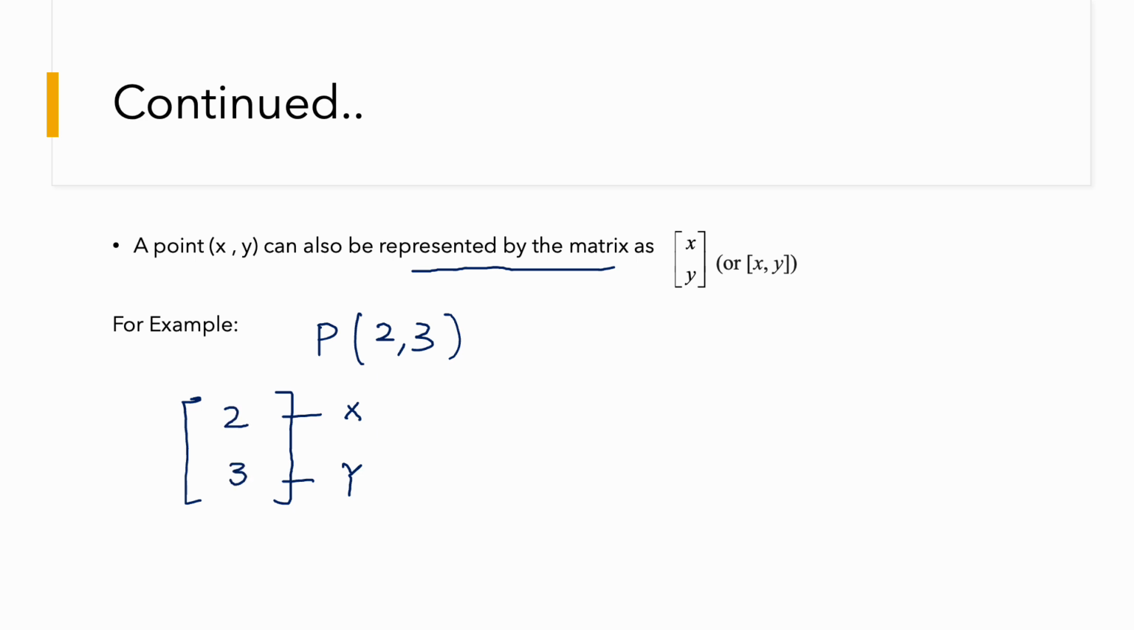I can also represent this point like this, where the first column is representing the x coordinate and the second column representing the y coordinate. So I can also represent this point like this in a particular matrix. The only difference is the order of the matrix. Here you have 2 rows and 1 column, so it's a 2 by 1 matrix, and here I have 2 columns but 1 row, so it is going to be a 1 by 2 matrix. Both the matrices are obviously representing this point P only.